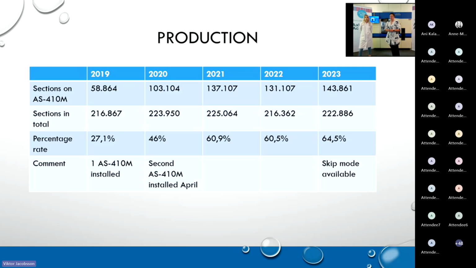21 and 22 is quite similar, and it's because there wasn't any big changes on the instrument, and in that way I think we were quite stable in our production. But you can see in 23 we had the increase again in percentage, and it's because the skip mode got available from the producers of the instrument, and before we had that available, we had to scan all of the blocks twice.